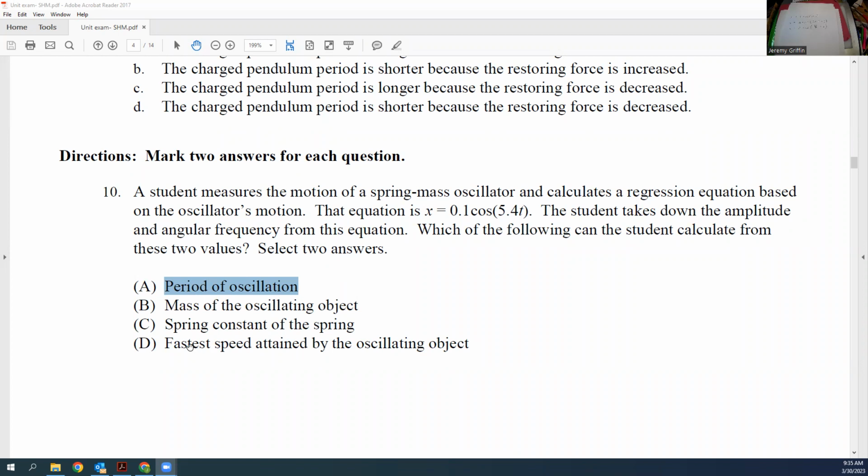Since we're about to run out of time, you said the other answer is option D, the fastest speed obtained by the oscillating object. So probably a conservation of energy approach that way.